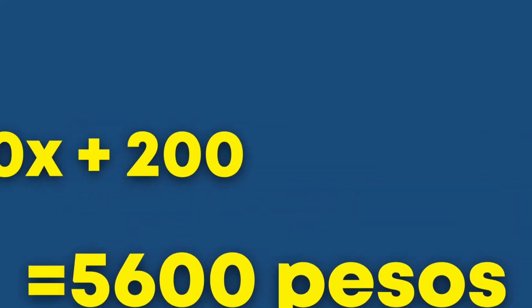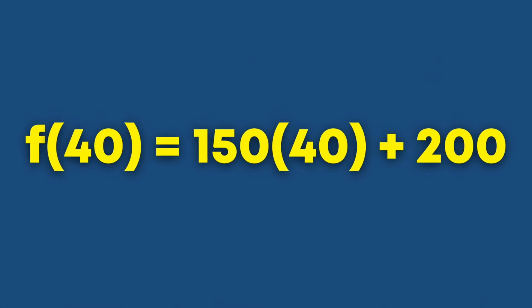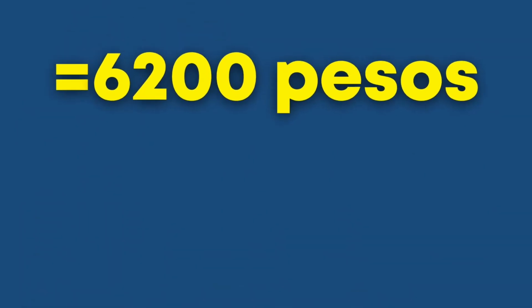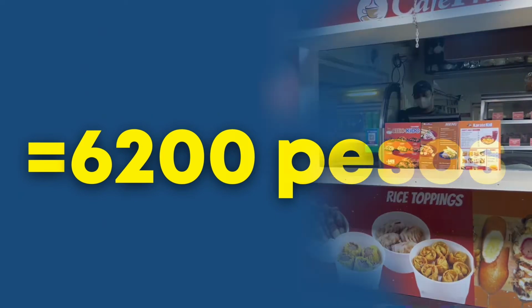While for STEM B, the given here is 150 and 200. If x is equal to 40, then 150 times 40 plus 200 is equal to 6,200 pesos, and that is the f(x) for STEM B.